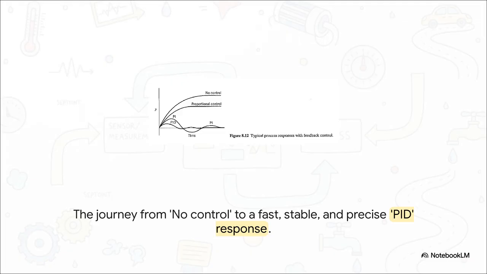And this one graph tells the entire story. Let's just walk through it. That no control line way up top, it barely even tries. Then you have proportional control. It gets closer, but you can see that permanent gap, that offset we talked about. Now watch what happens when we add the integral action. That's the PI curve. It hits the target, but look, it overshoots and then kind of bounces around a bit. And finally, look at that PID line. That is the ideal response. It's fast, it's stable, and it is dead on target. That's the power of putting all three together.